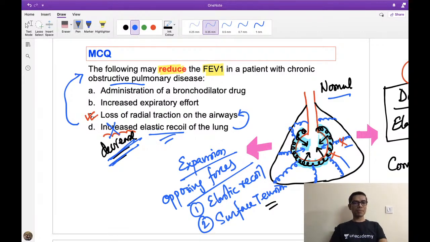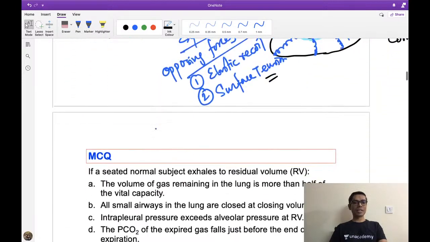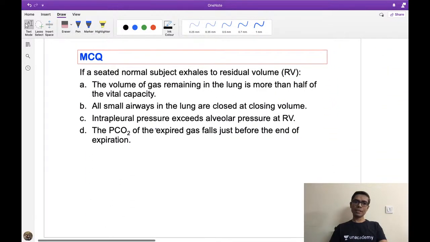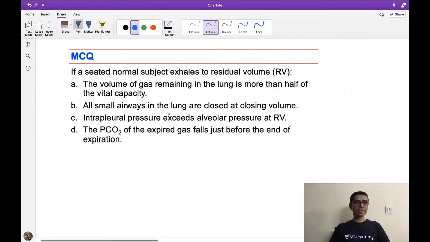The concept of emphysema: how the destruction of the radial traction or elastic tissue is causing problems during expiration. The airway becomes more collapsible, because whenever you are getting more force, the airway is more collapsible, right? If you have any question, you can ask me, because this is one of the important things. Now I am going to the next question. Very good. Now again a similar type of explanation, but see the question.